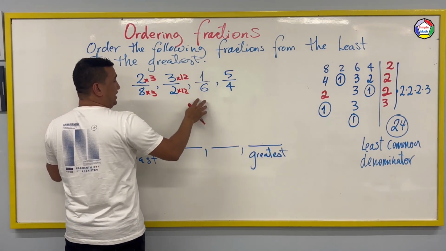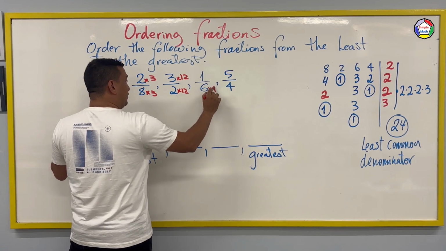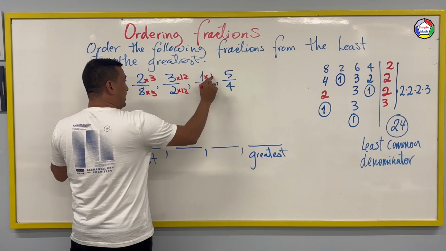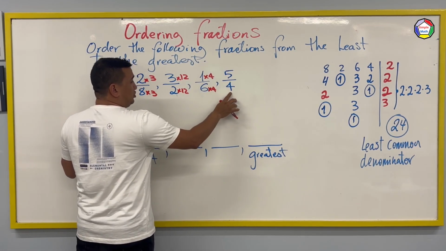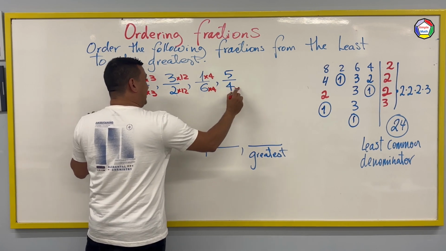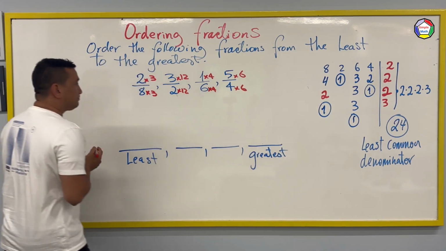6 times what is 24? We have to convert the 6 into 24. 6 times 4 is 24. We multiply up by 4 as well. And 4, how do I make the 4 become 24? 4 times 6 is 24. But I have to multiply times 6 up again.